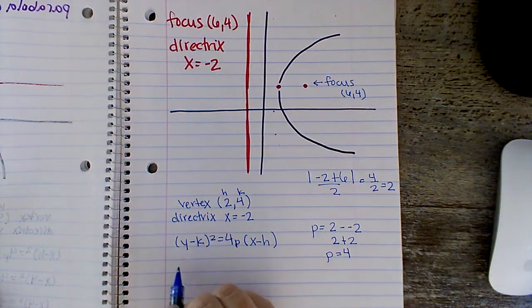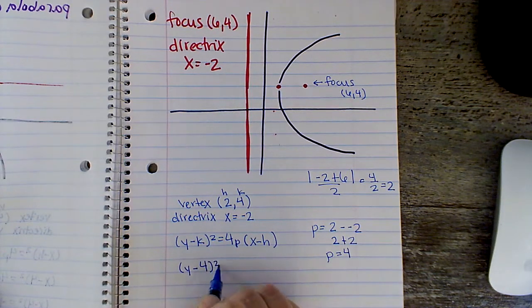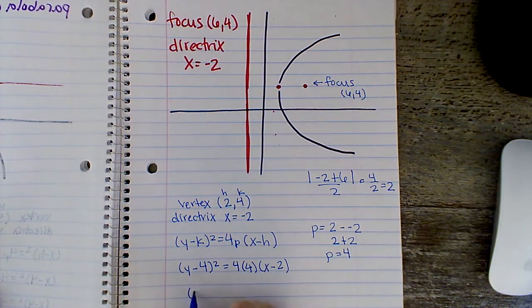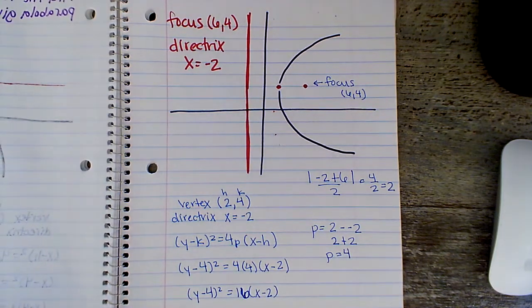Okay? So now I have y minus 4 squared equals 4 times p, which is 4, times x minus h, which is 2. And then all I'm going to do is multiply that, and that's done. y minus 4 squared equals 16 times x minus 2, and that is the formula for this particular parabola.